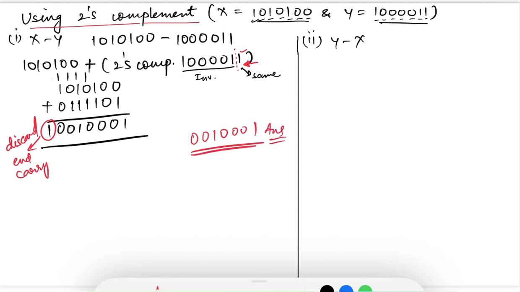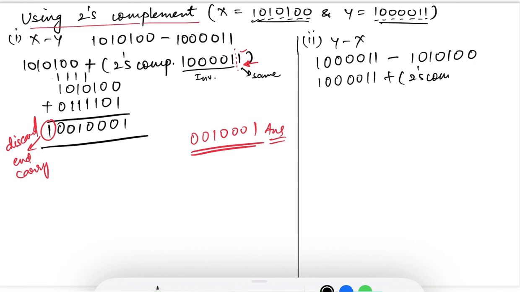Now the y minus x part. 10000011 minus 1010100. How can I write it? First number as it is plus 2's complement of the second number. Okay, fine. Now calculate the 2's complement. Encounter the first one from here. This is the first one. Draw a line here.